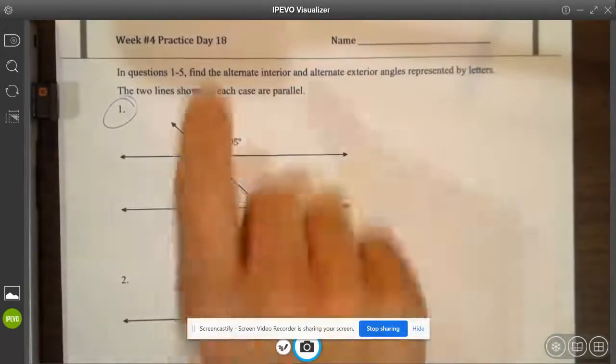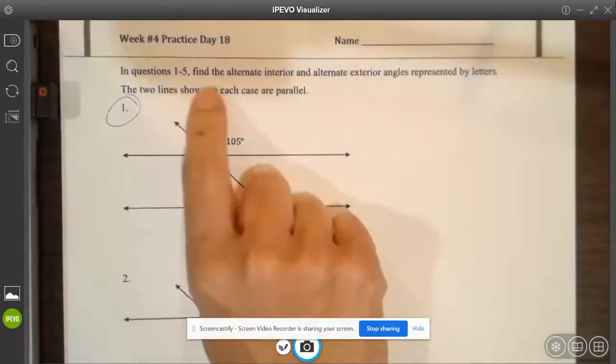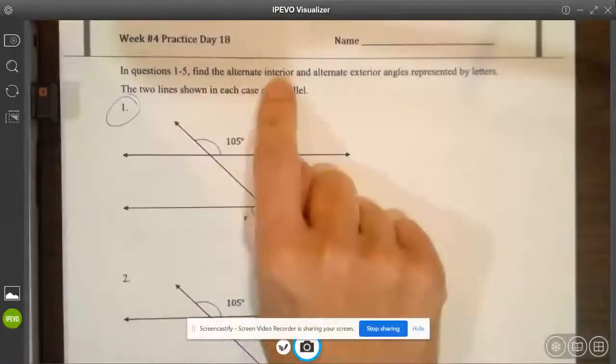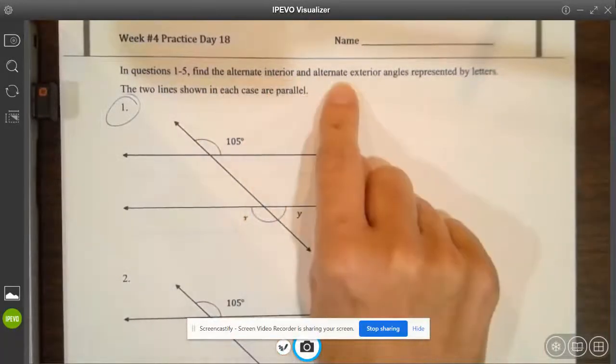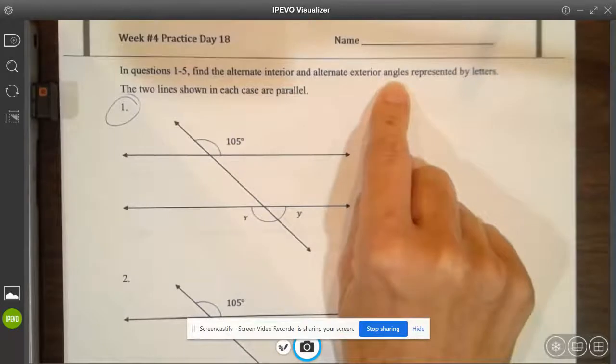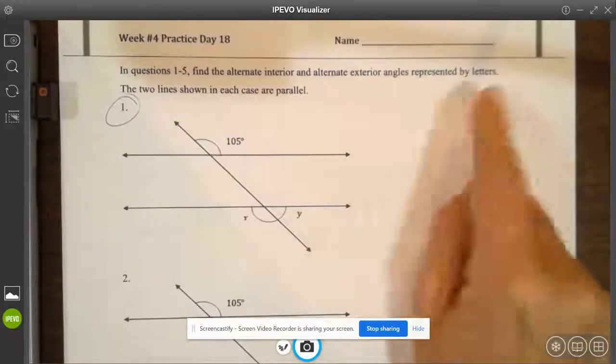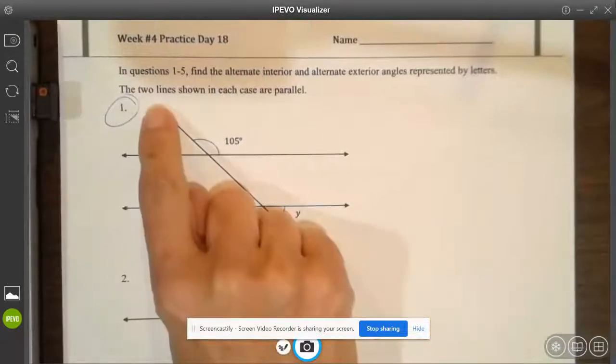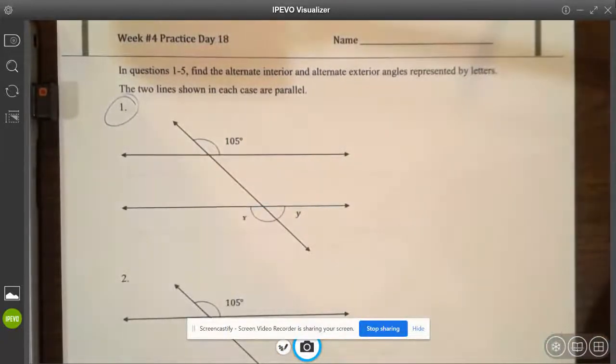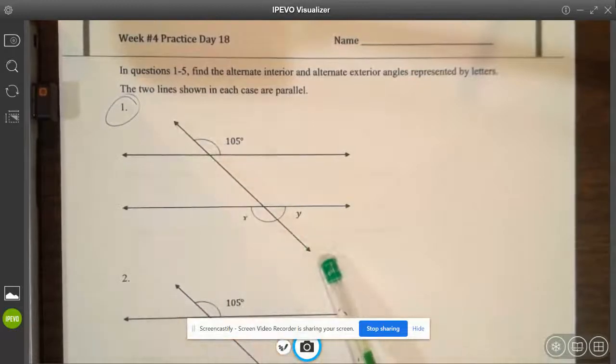In these questions, we're going to find the alternate interior and alternate exterior angles, represented by the letters, which are the variables x and y here. And they're saying that these two lines are parallel, and this one is a transversal.